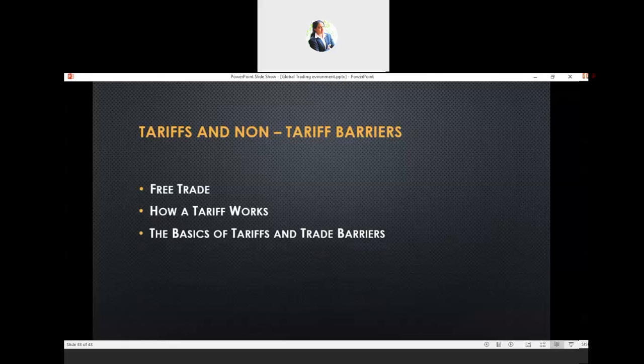Now, what are the basics of tariffs and trade barriers? International trade increases the number of goods that domestic consumers can choose from, and it also decreases the cost of goods through increased competition, and allows domestic industries to sell their goods abroad. While all of this seems beneficial, free trade isn't widely accepted as completely beneficial to all the parties concerned.